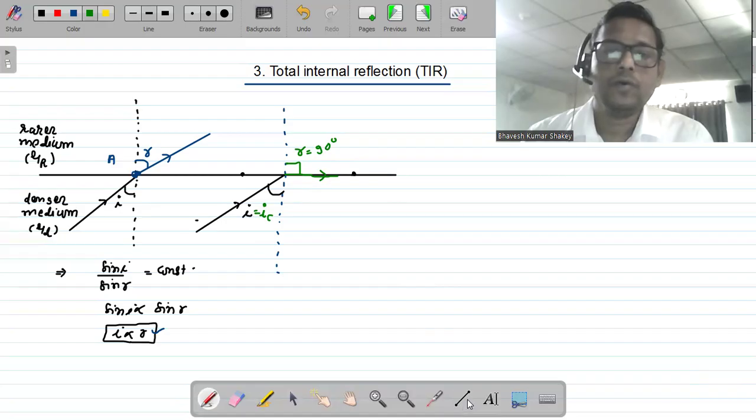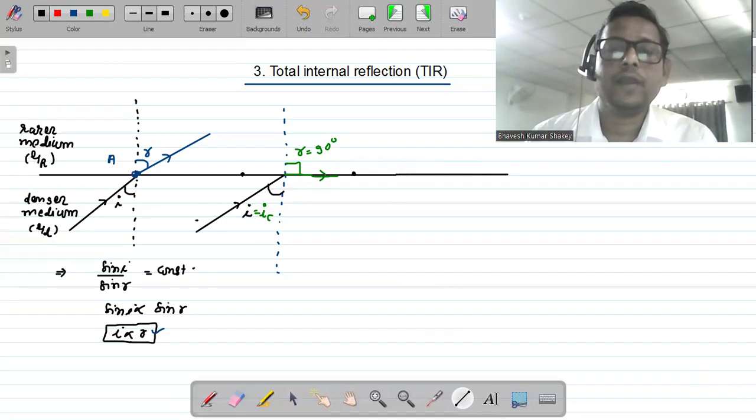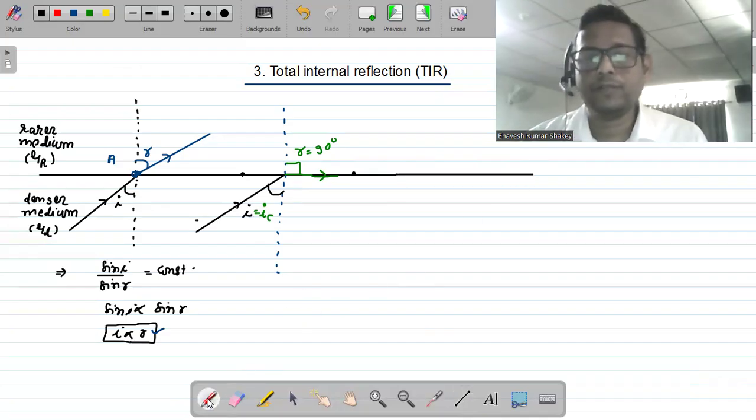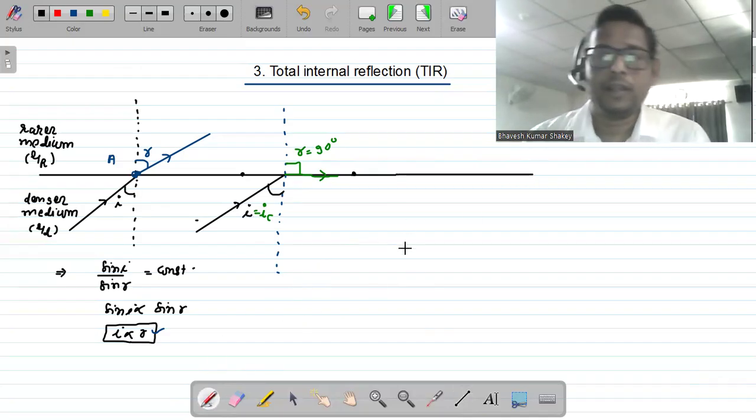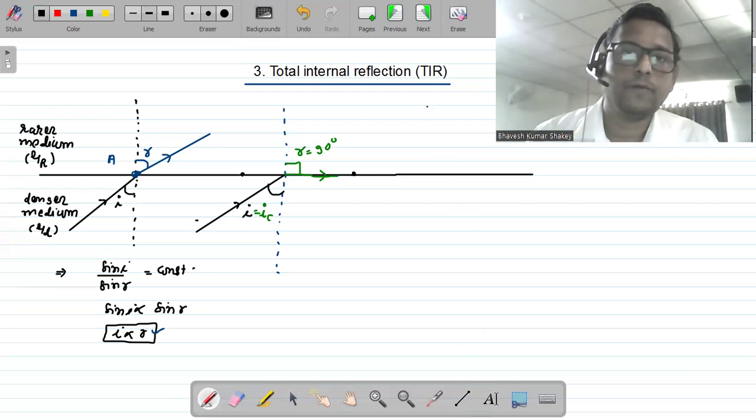Now let's see what happens if I increase the value of angle of incidence to more than the critical angle. Okay, let's see here what happens.